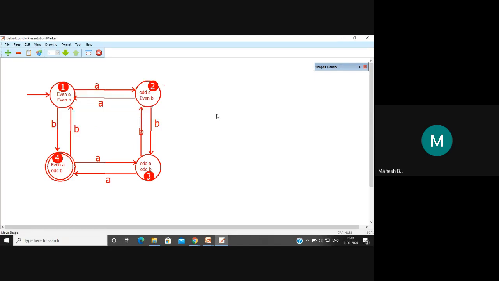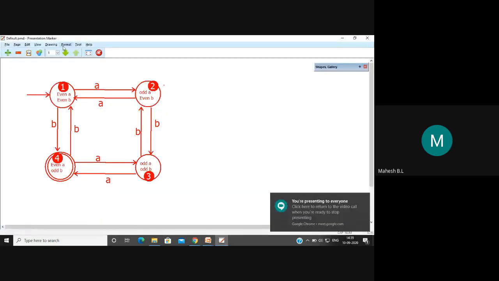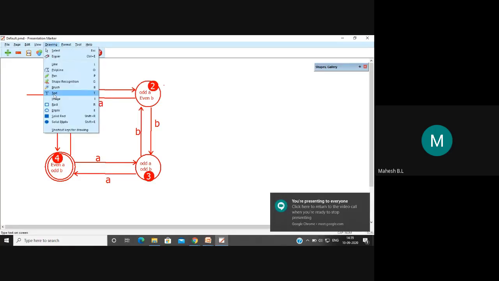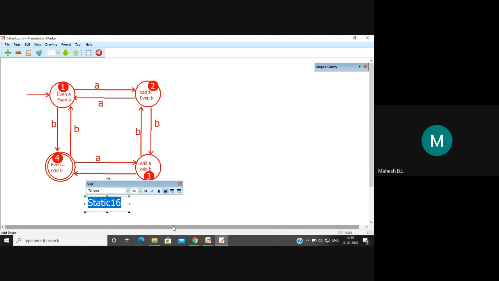Okay. Now this completes the DFSM. Now let's see one example. Let's consider one string a b a a b a b. Whether this string belongs to the language.